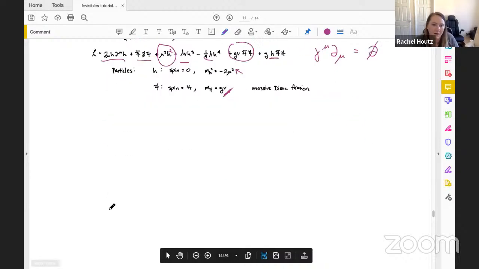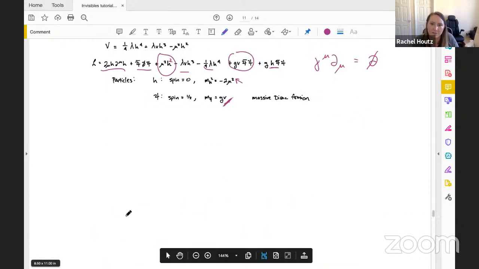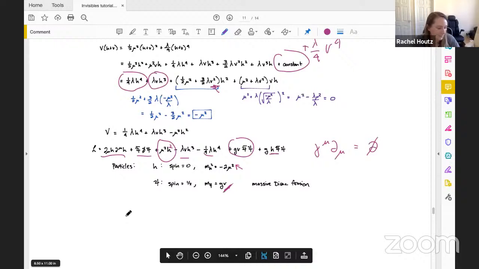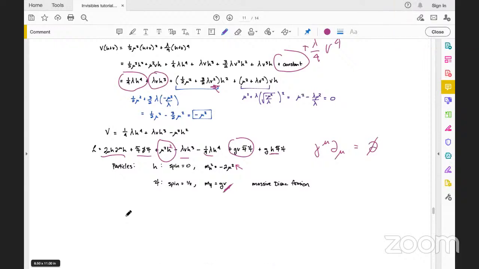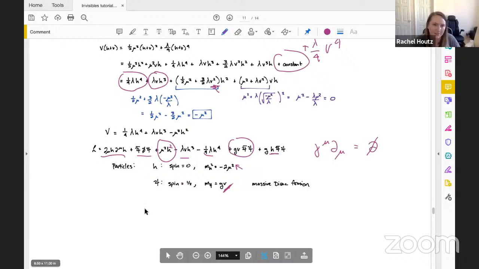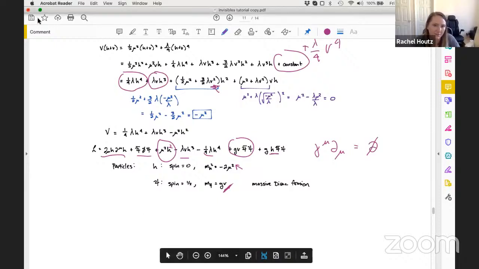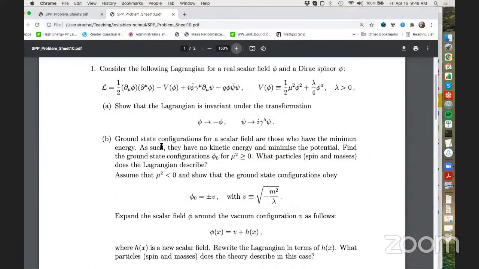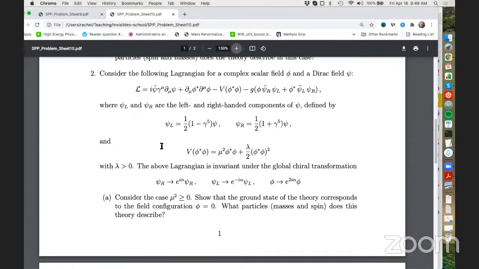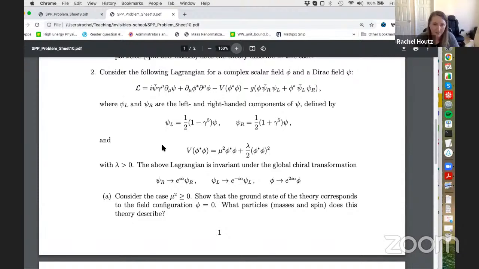All right, so any questions for this problem? Nope. Okay, let's see if we have time to do the last one where we actually get something a bit more interesting. The next one is we do exactly the same exercise, except for a complex scalar field.